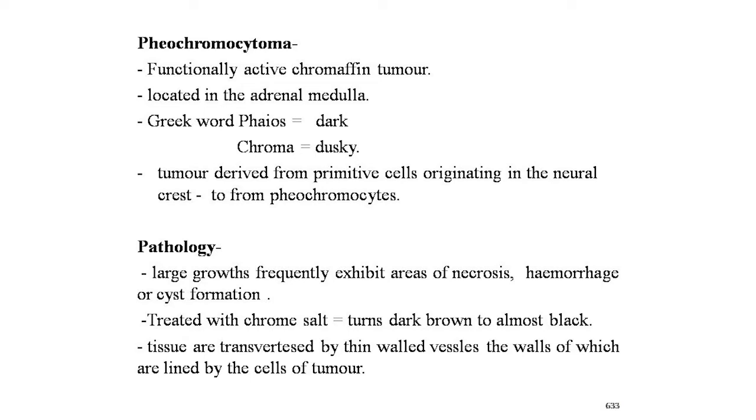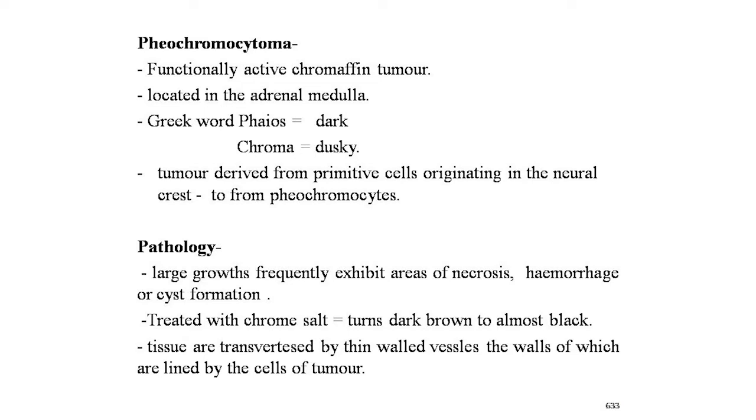Now the pathology: pheochromocytomas often involve the right rather than the left adrenal medulla, and in 10% of the cases it may be bilateral. Microscopically, this tumor tends to be circumscribed and yellowish brown, but occasionally it may attain a large size, and large growths frequently exhibit areas of necrosis, hemorrhage or cyst formation.